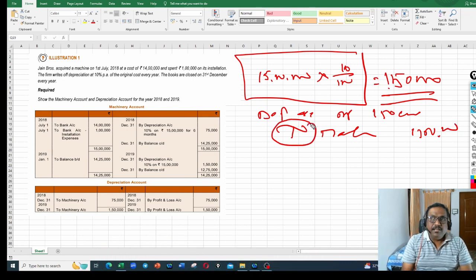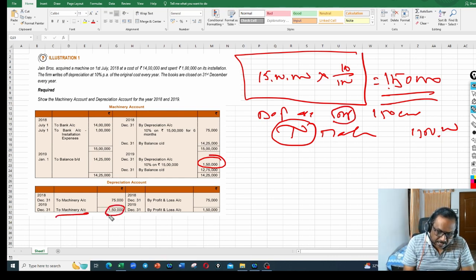Machinery account is credited. So on the credit side, by depreciation 1,50,000. Similarly, depreciation account is debited. So on the debit side in the depreciation account we need to put 1,50,000. Why? Because we are preparing this for 2019. So depreciation account is debited. So on the debit side I kept to machinery account 1,50,000.